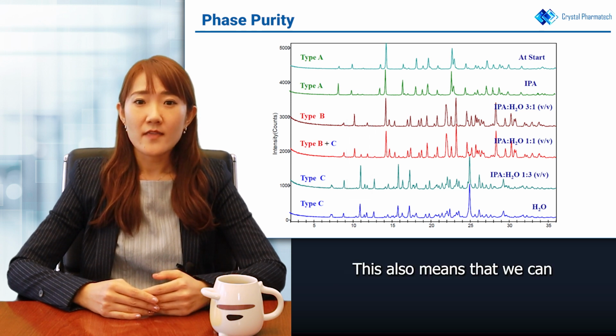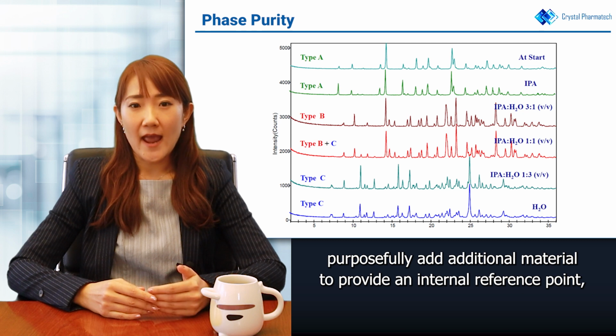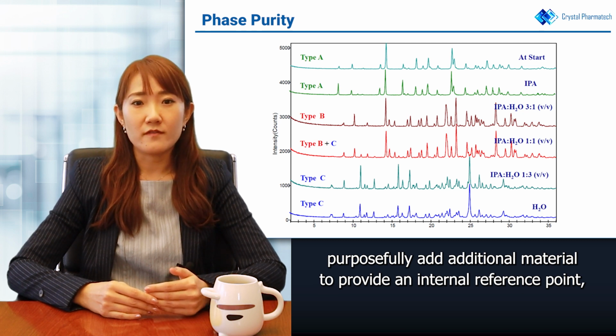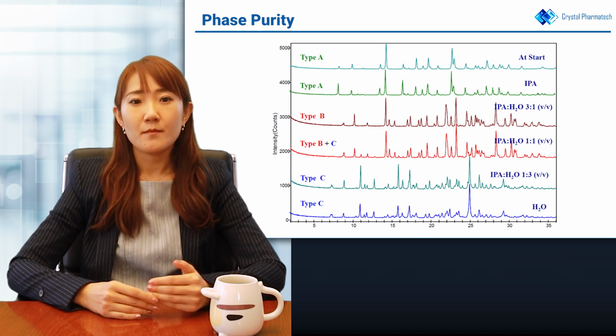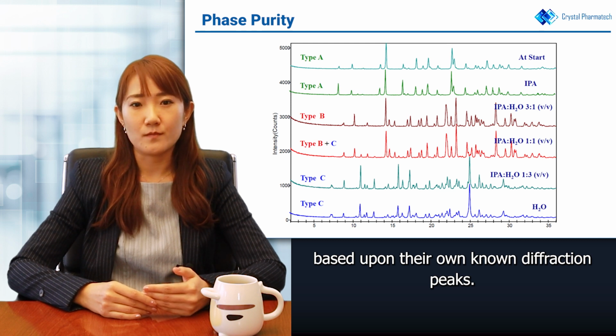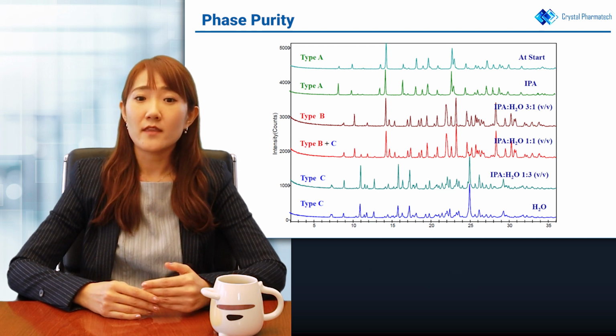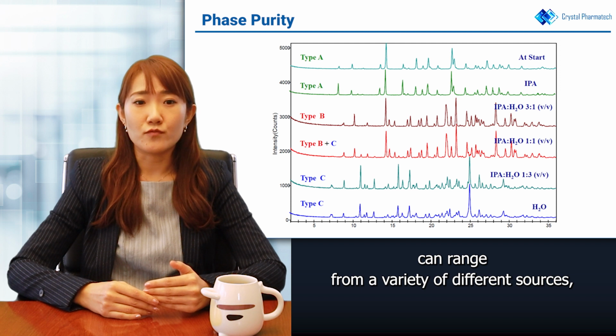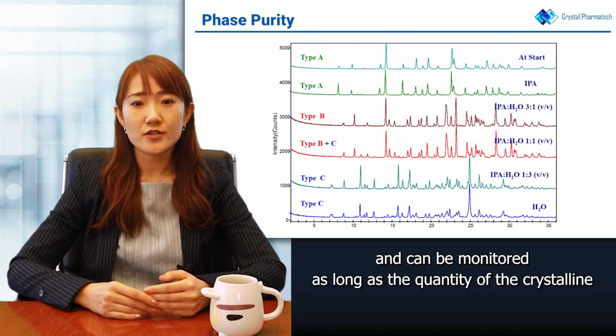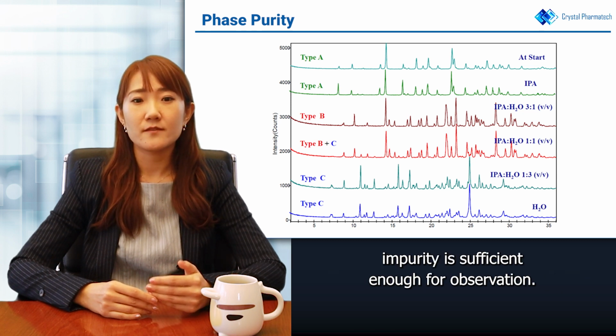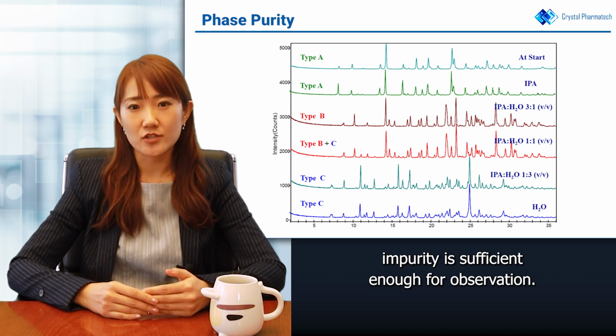This also means that we can purposefully add additional material to provide an internal reference point based upon their own known diffraction peaks. The impurities mentioned can range from a variety of different sources and can be monitored as long as the quantity of the crystalline impurity is sufficient enough for observation.